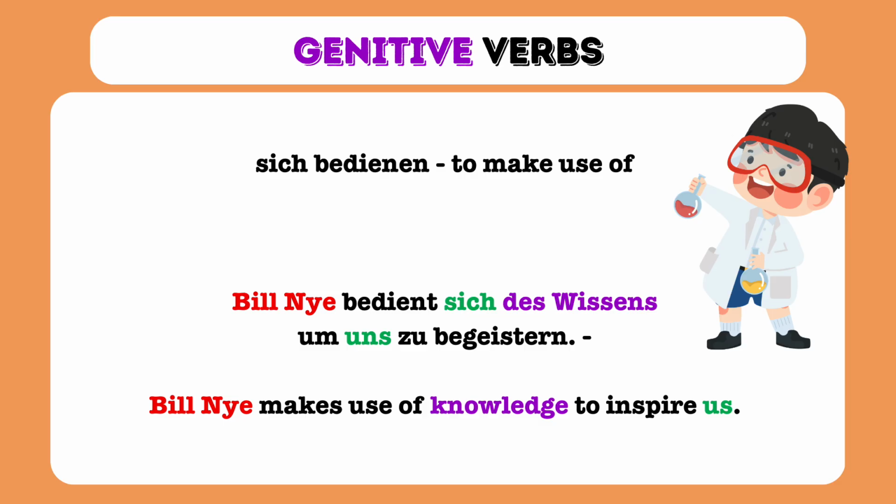Sich bedienen, to make use of. Bill Nye bedient sich des Wissens, uns zu begeistern. Bill Nye makes use of knowledge to inspire us. In this sentence, des Wissens is used in the genitive case because it's the thing that is being made use of. So again, we have to use the genitive case because sich bedienen requires that genitive case.